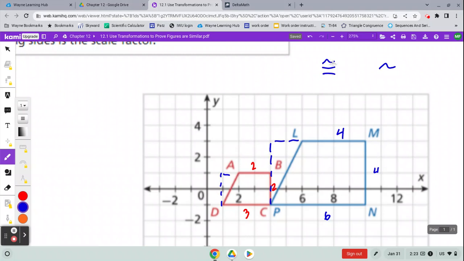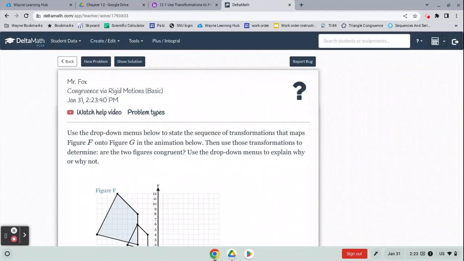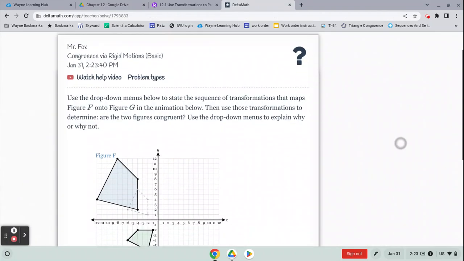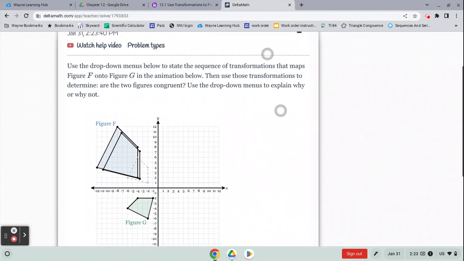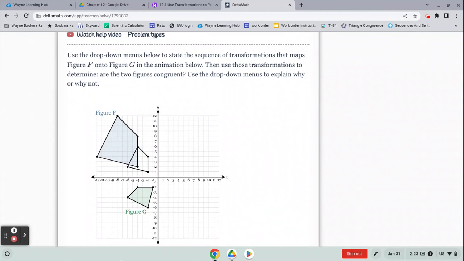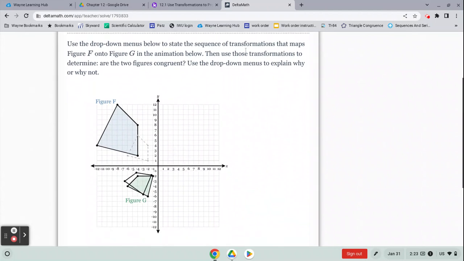Now, today, in addition to watching this video, you're going to need to do a few practice problems. So let me show you how to do the different types of practice problems here. The first type of problem will look something like this. It says, use the drop-down menus below, state the sequence of transformations that maps figure F onto figure G. Then use those transformations to determine, are these two figures congruent?